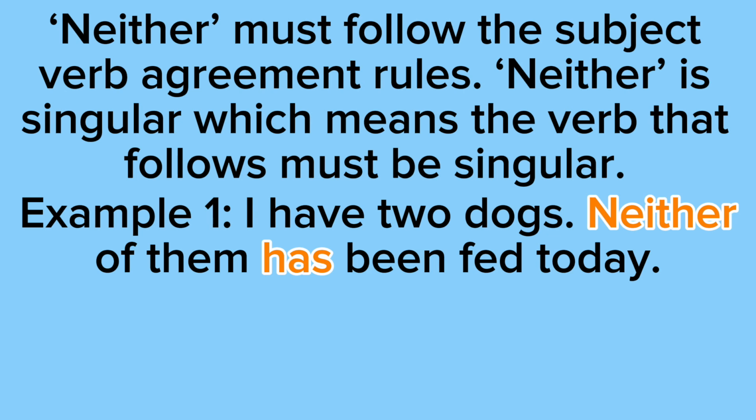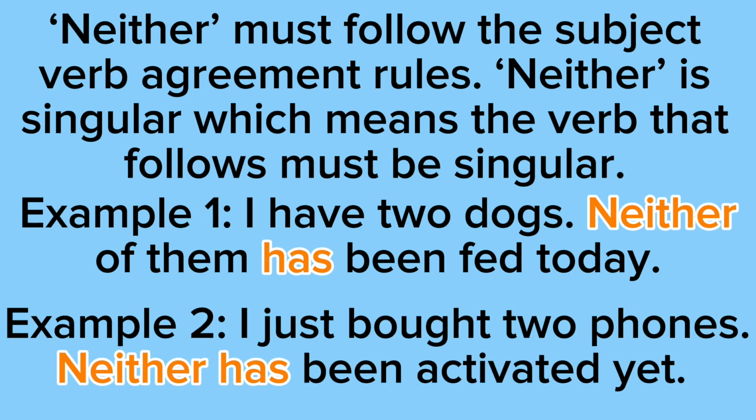Neither of them has been fed today. So what this means is out of my 2 dogs, dog A hasn't been fed and dog B hasn't been fed. And as you can see, the subject is neither, which is singular, and the verb is has, which is also singular. Example 2 says I just bought 2 phones.